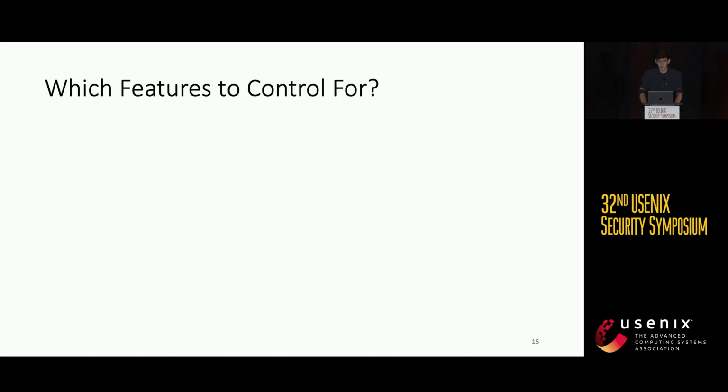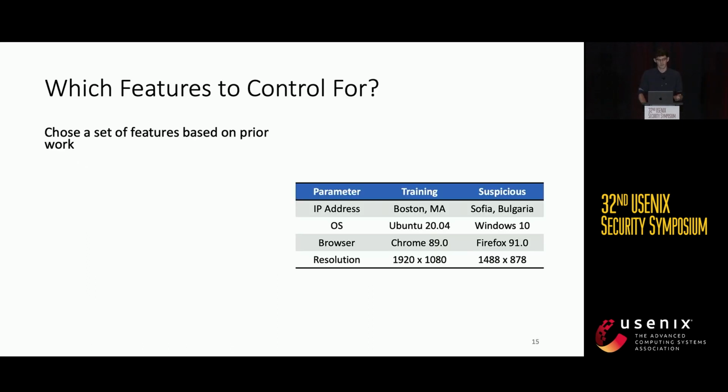The first is, what features do we actually control for between our training machine and the machine that's supposed to be suspicious? And we base our choice of features on prior work. So we explicitly account for the IP address, operating system, browser, and screen resolution, with the idea that we want to set off as many alarms as possible between the machine that we typically log in from and the machine that's supposed to be suspicious.